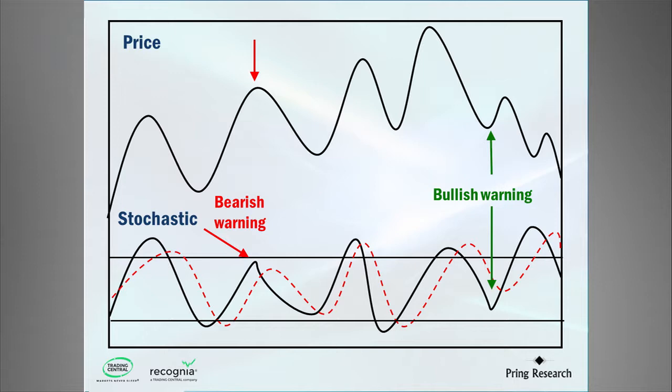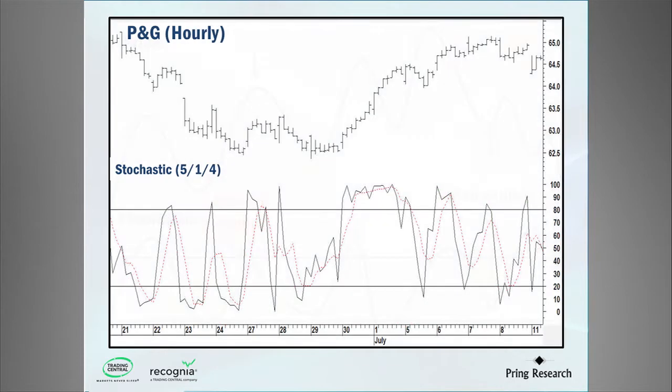This chart of Procter & Gamble features a 5-1-4 stochastic on an hourly basis. Note the 1 in the middle, and that signifies a slowing factor of 1, which means of course there is no slowing factor. We start off with a bearish warning. In this case, the next hour is when the decline begins. There are two other warnings of a negative nature.